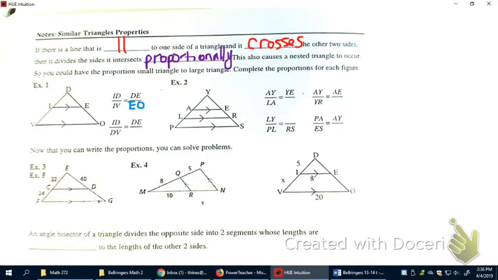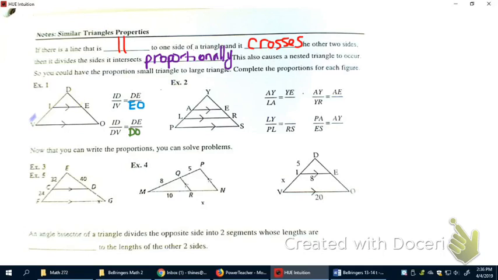Next it says ID, and then it says DV, and it goes with DE, and then what proportionally would it match up with? DO. Okay. Any questions?